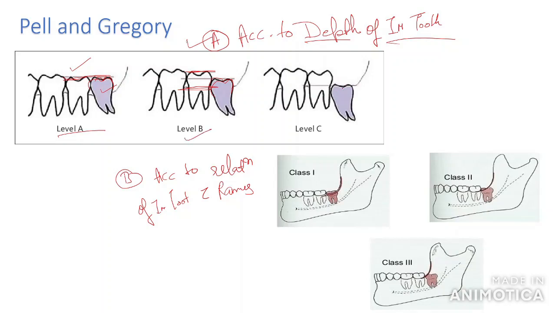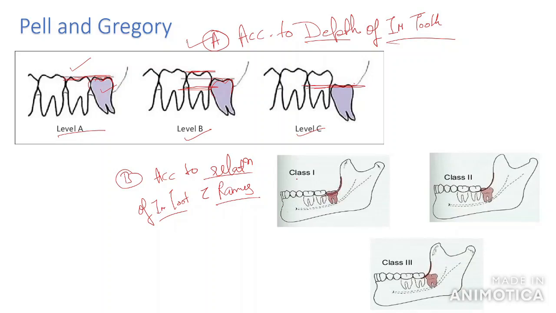And when we talk about level C, it is at the level of or below the cervical line, right? So at the level of or below the cervical line. So this is your level C. Very easy. So you have to remember the occlusal level of the impacted tooth and the occlusal level of the adjacent tooth. The second classification is according to the relation of the impacted tooth with the ascending ramus.